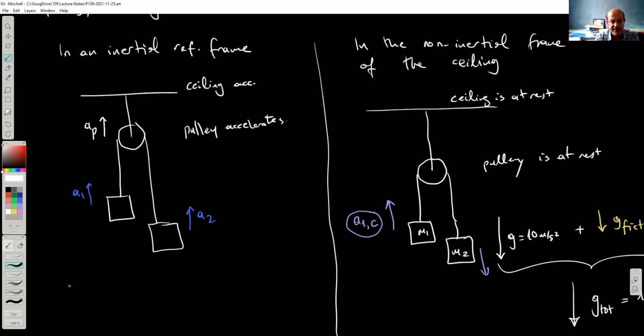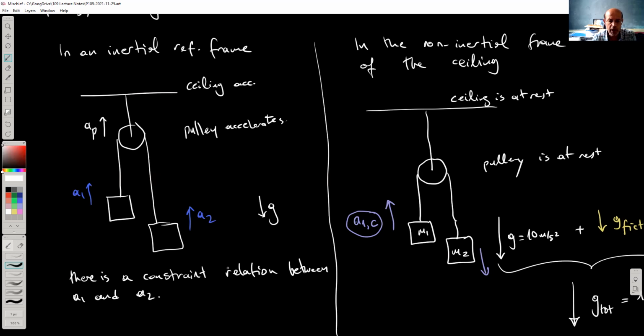So let's say it like this. Let me also add this gravity in here. That's the only gravity in here. So there is a constraint relation between A1 and A2. Okay.